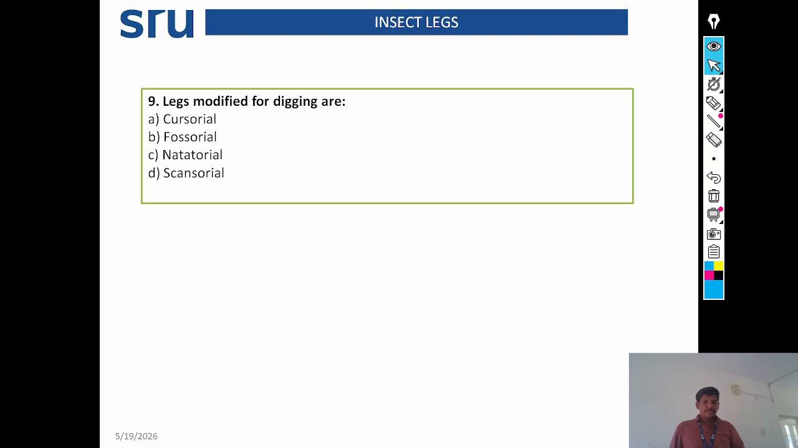Legs modified for digging are cursorial legs, fossorial legs, natatorial legs, or scansorial legs. Here the correct answer is fossorial legs. These legs are modified for digging, and these legs are there in mole crickets.